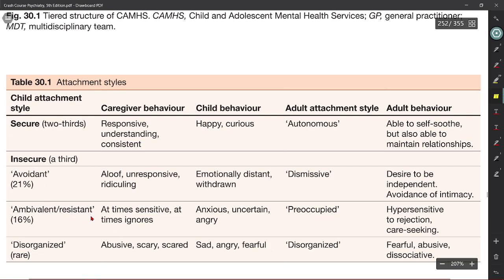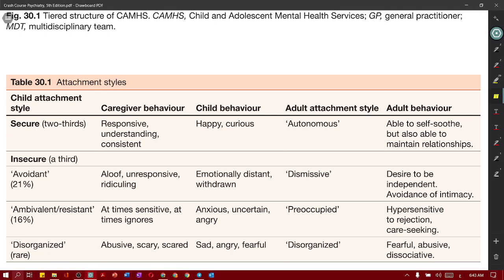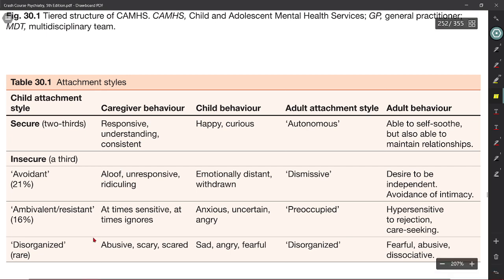Ambivalent, insecure attachment. The caregiver behavior would be at times sensitive, at times ignoring. That would make the child anxious, uncertain, and angry. The adult attachment style would be preoccupied, and the adult would be hypersensitive to rejection and care seeking. Disorganized, insecure attachment. Caregiver behavior is abusive, scary, or scared. Child behavior: sad, angry, and fearful. Adult attachment style is disorganized. Adult behavior: fearful, abused, and dissociative.